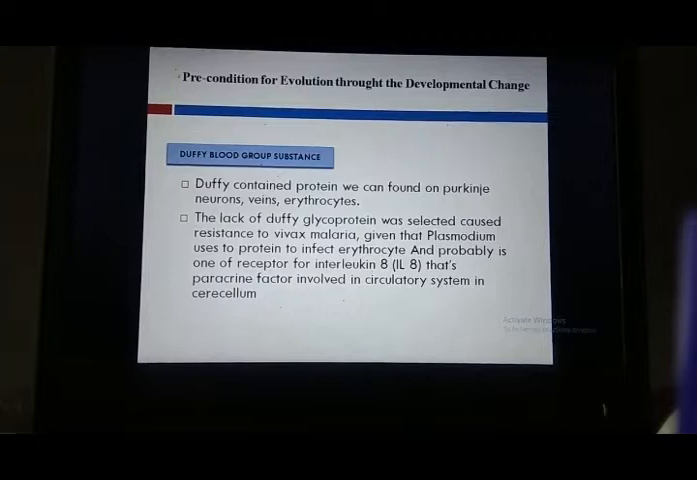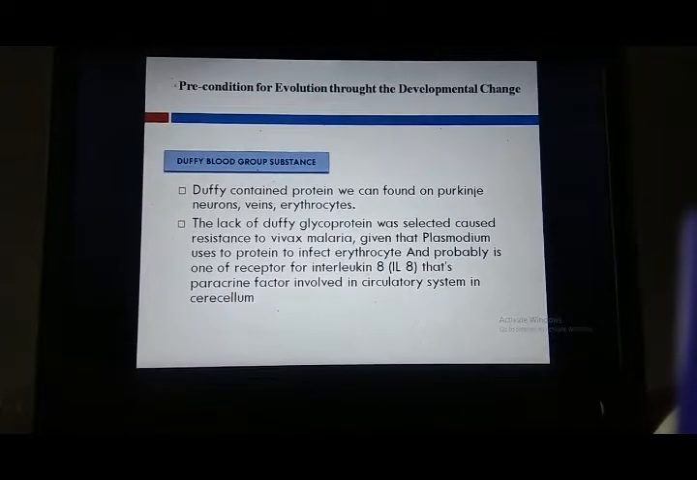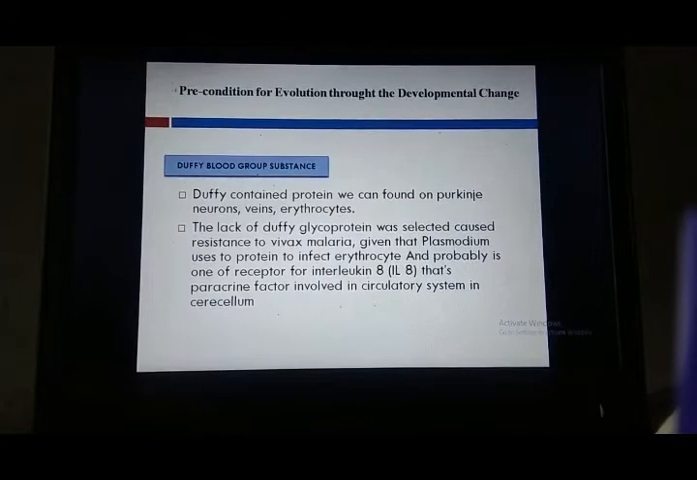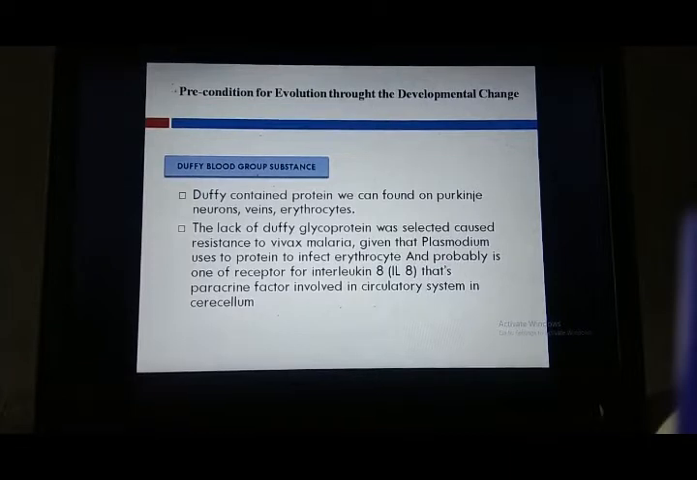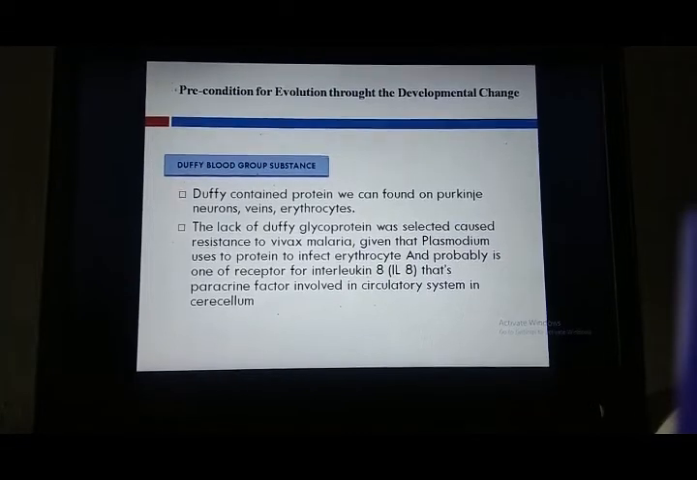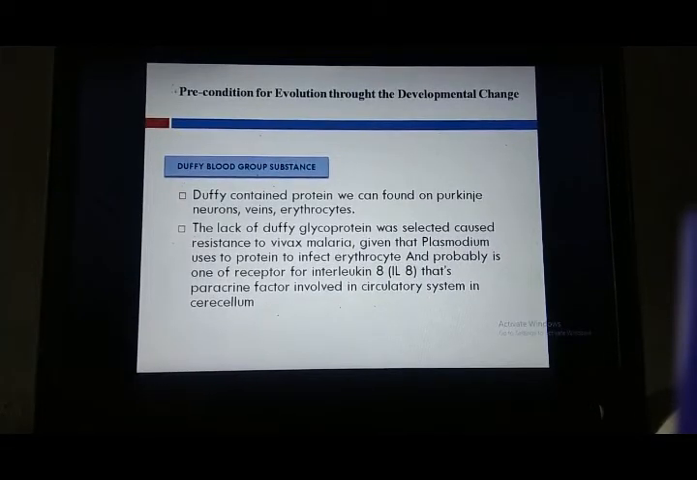The next is about the Duffy blood group substance, where the protein can be found in Purkinje neurons, and in erythrocytes. Enhancer modularity has been known from studies of selectable traits in human populations, where Plasmodium vivax is a protozoan parasite that causes about 75 million cases of malaria each year.